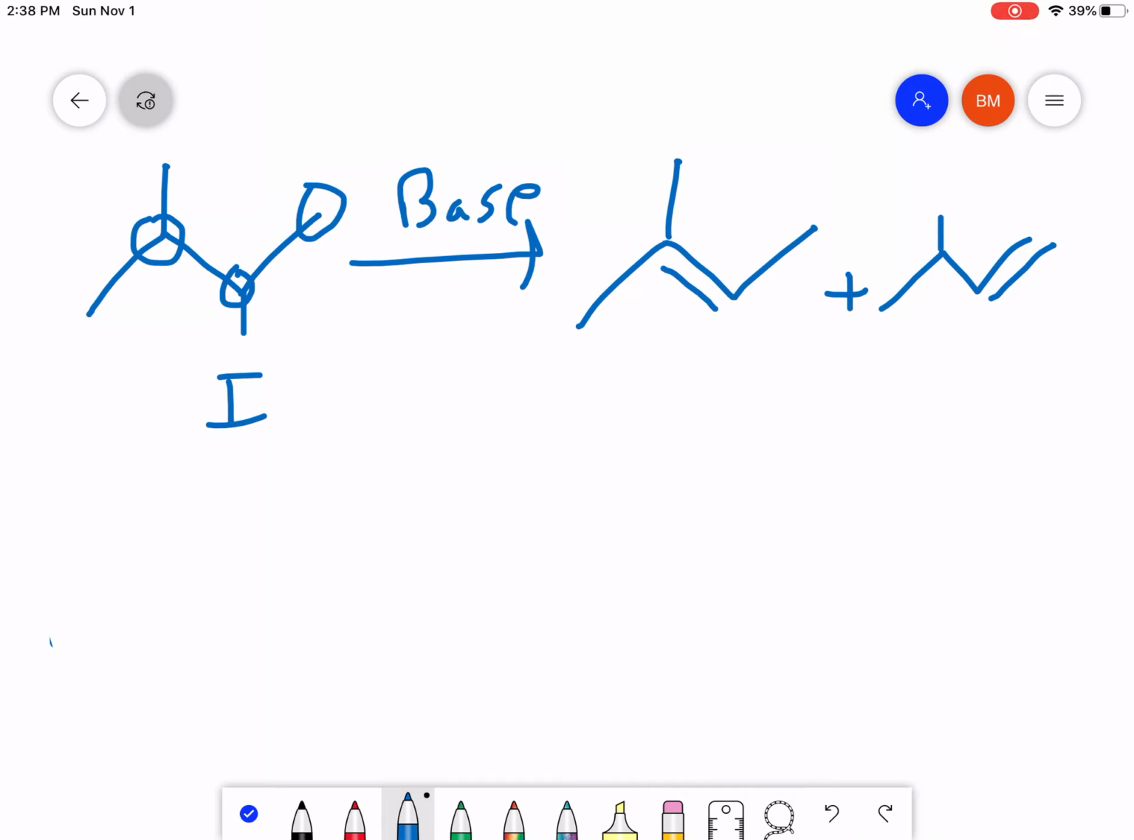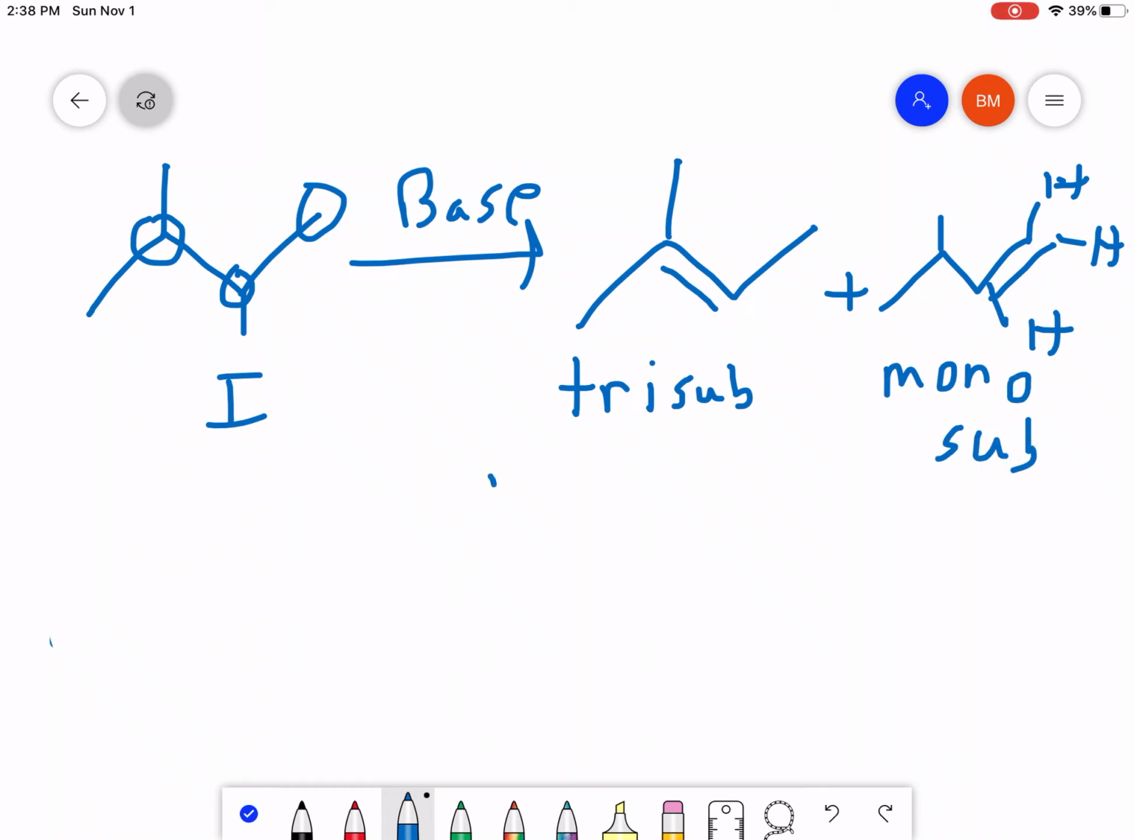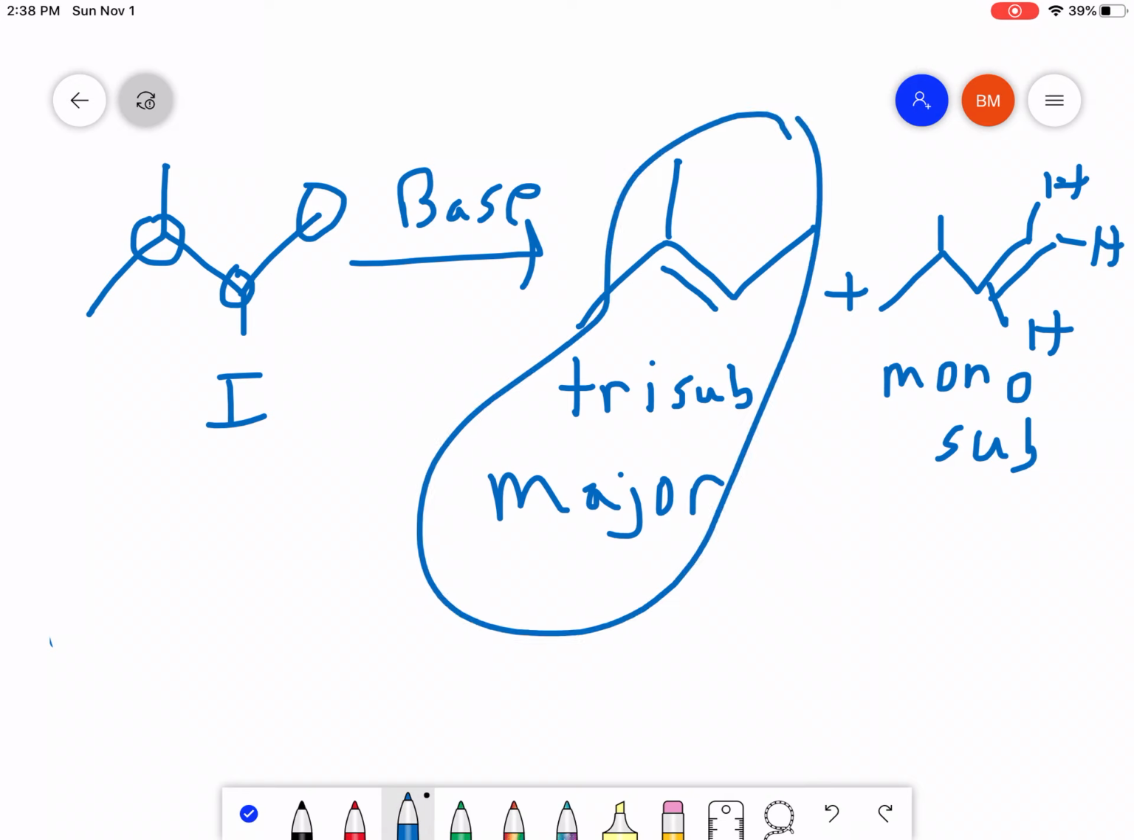How would you figure out which one's major? Well, same thing we did before. Look at the substitution pattern. If you look at the one on the left, hopefully you can tell that it is tri-substituted. If you look at the one on the right, hopefully you can tell this is mono-substituted. 2 H's over here and 1 over here. So that is mono-substituted. So definitely the one on the left is going to be your major product.